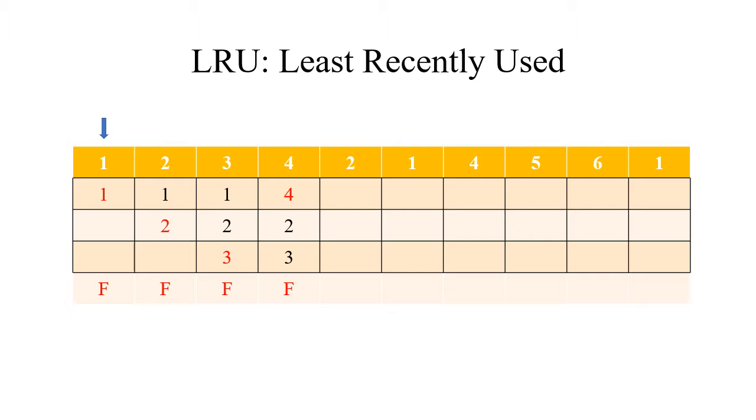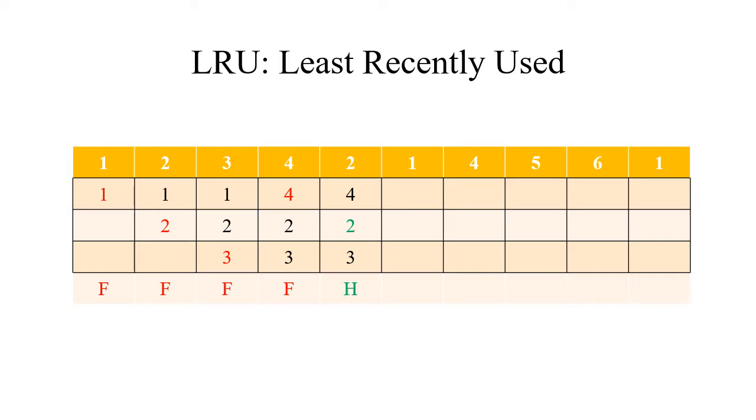Now CPU is demanding page number 2. Now if we see, page number 2 is already there in the memory. So as it is already there, no need to load it from the secondary storage into the main memory. So whenever any page is already present in the memory, that is called a page hit.